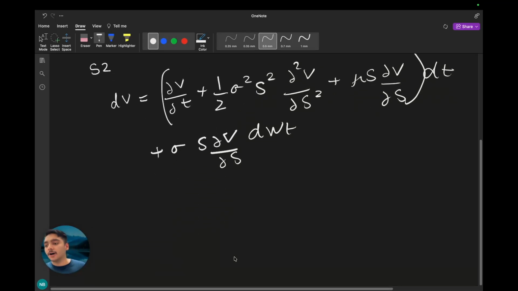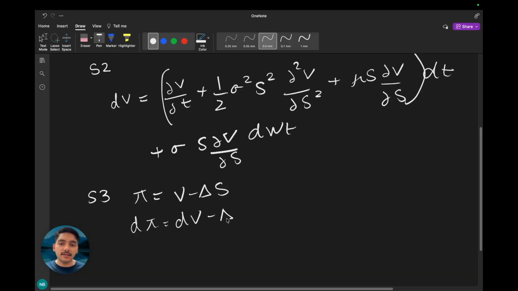So now we'll jump to step 3, the portfolio construction part. The key insight here is to create a portfolio with one option and short delta shares of the stock. Let's call the portfolio Pi, equal to V minus delta S. This is a hedge portfolio, and by shorting delta shares we are trying to offset the risk from holding the option. The change of the portfolio, dPi, is equal to dV minus delta dS.